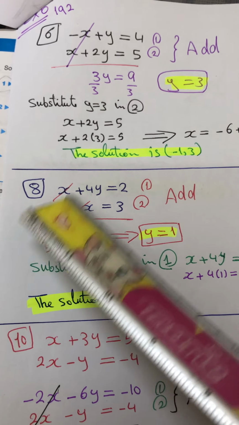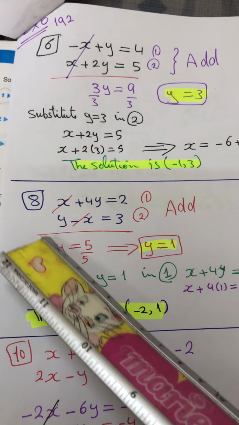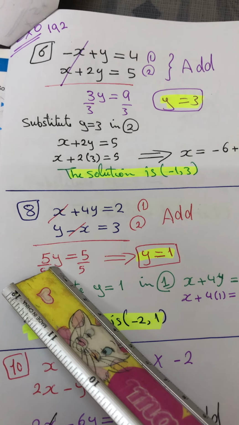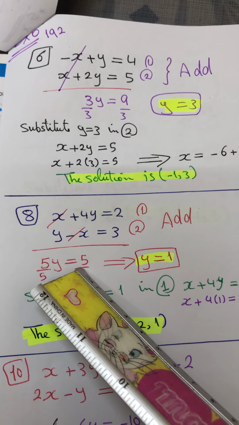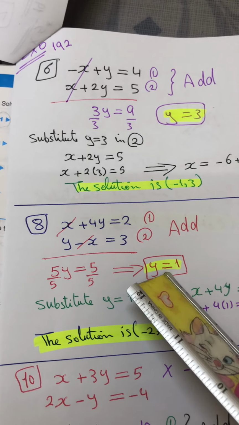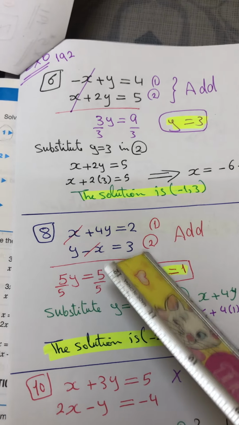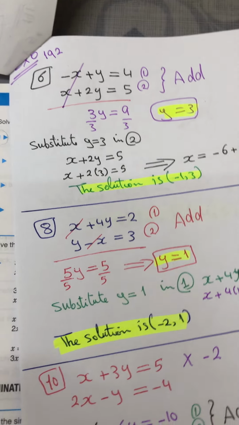And you have one y here and 4y there. So 1 plus 4 equal 5y. 2 plus 3 equal 5. To get just one y, I divide by 5 both sides. So y equal 1. Substitute the value of y in any equation to find the value of x.